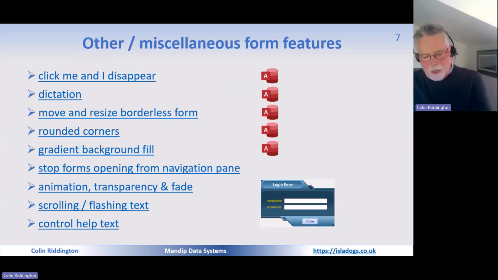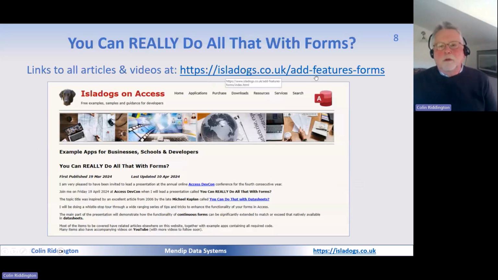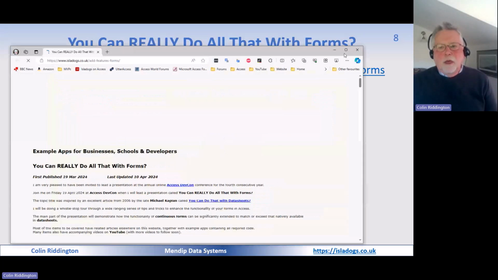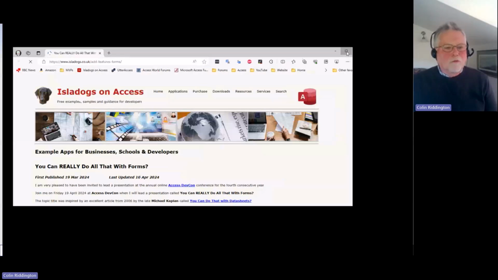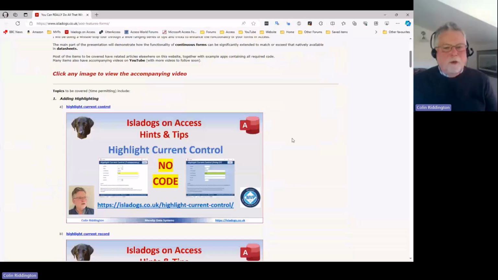There's transparency here, and just say, if I go back on my PowerPoint, get it on focus so I can select it, and at the moment I can't for some reason. I just wanted to go to the last slide to remind you that all of these examples, including the ones I didn't cover due to lack of time, are available at isledogs.co.uk, add features forms. There is a link on each of those to a free example database with all the code, and in some cases to a video done at rather more leisurely speed explaining how they work.